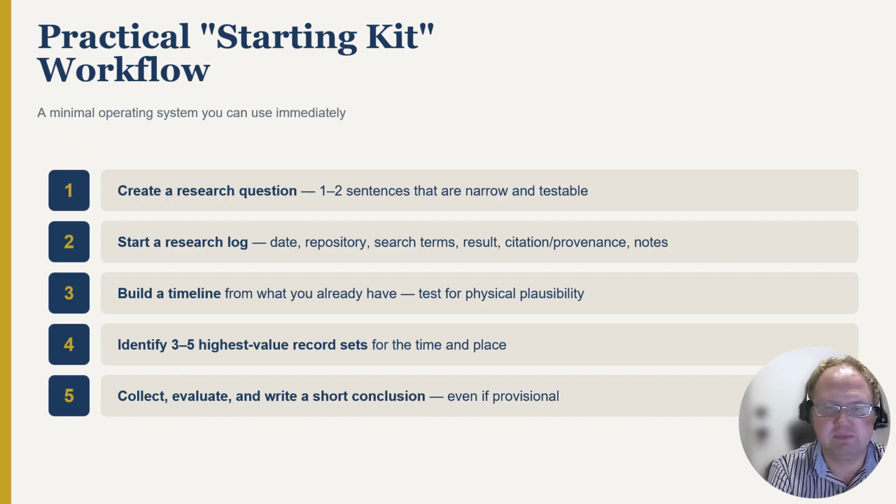For every search, document the date, the repository or database, your search terms, the results, whether you found something or nothing, the citation, and notes on what you learned. This might sound tedious, but it does save an enormous amount of time in the long run. Step 3, build a timeline of what you already have. Plot every known event chronologically. Does it make sense? Does it make physical sense? Are there specific gaps or overlaps?